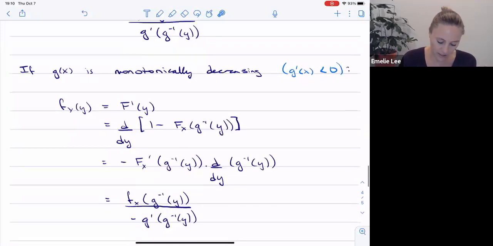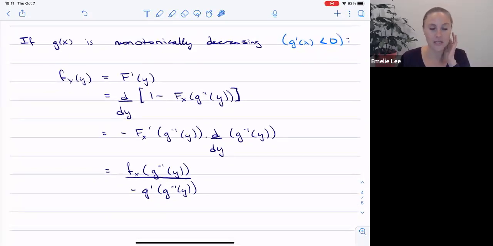Then if I take the derivative with respect to y, the derivative of a constant goes away, that goes to 0. But then I have to apply the chain rule again. So I have this negative lurking out front, which I'm actually going to sneak down into the denominator, and you'll see it go away. This is negative because it's decreasing. The PDF has to be positive, and so that's why we have this negative here, but we're going to adjust for that in our general formula. That negative is just because it's decreasing. So again, I can take the derivative of the CDF evaluated at the inverse of y, and then the derivative of the inside is the derivative of G inverse of y with respect to y.